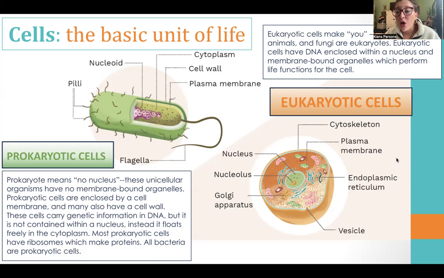And eukaryotic cells also have all of those specialized membrane-bound organelles, which perform life functions for the cell, which we talked about, such as the nucleus and the mitochondria. The cytoplasm is present in both cell types, and the cell membrane is present in both cell types, but all those membrane-bound organelles are not present in the prokaryote.